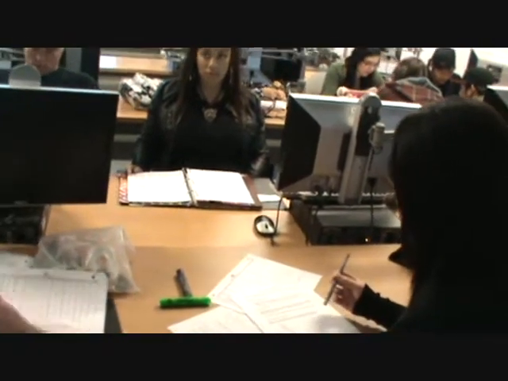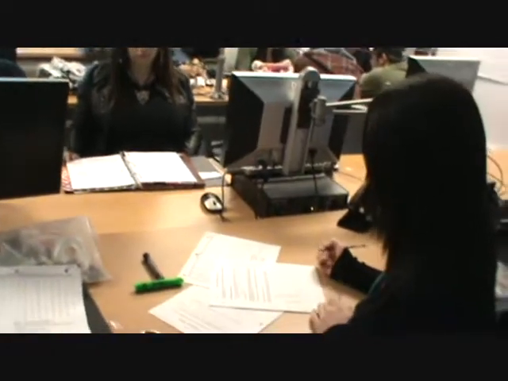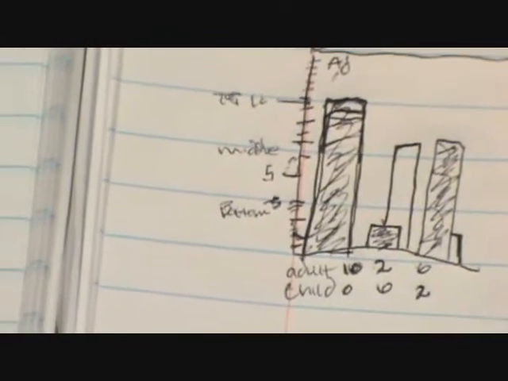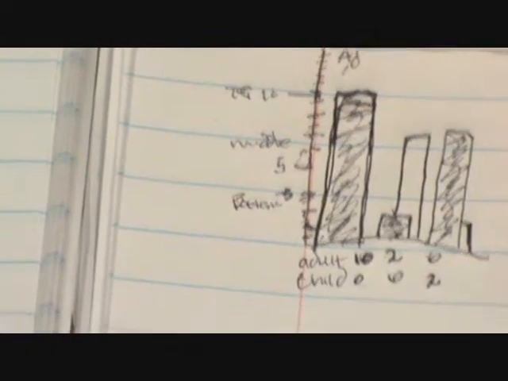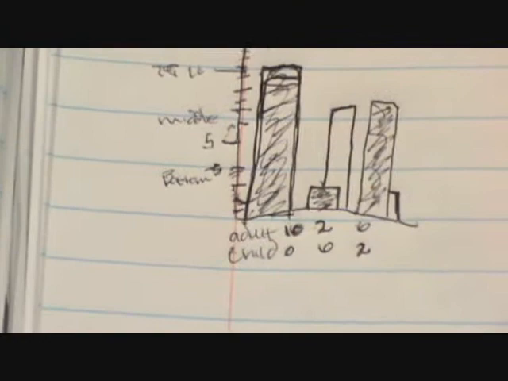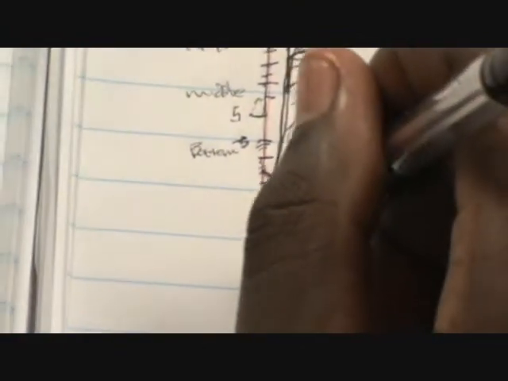So don't erase it, but just draw another one. Let me see what that says. So you got children and adult. Okay, good. So what does the 10 represent? How many boxes is in the bottom. Good. So how could you make a chart showing that there's 10 adult cereals in the bottom?